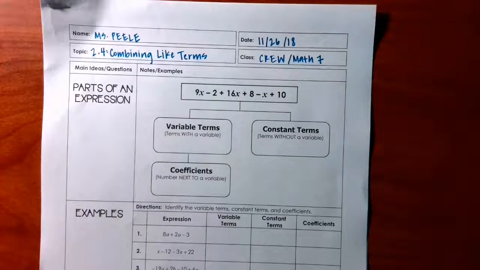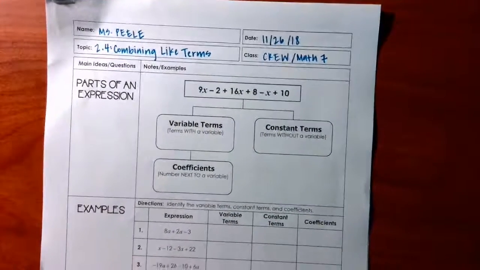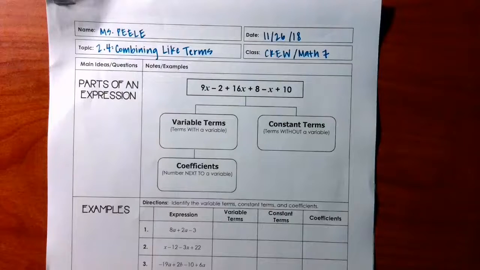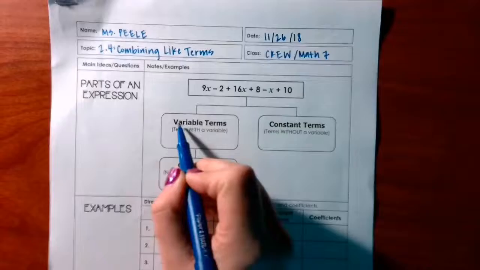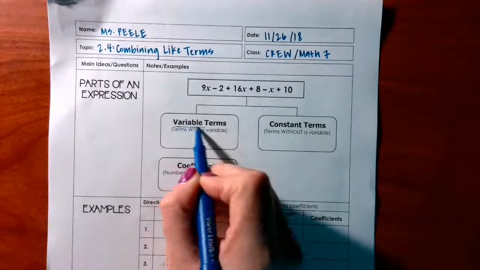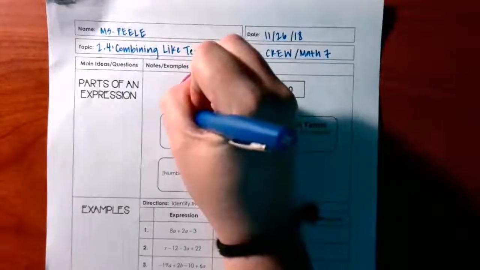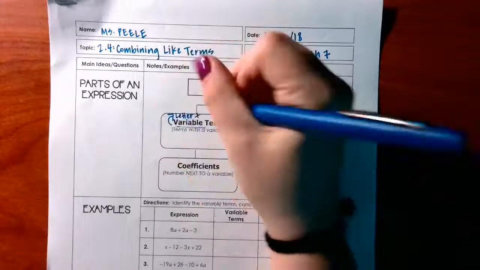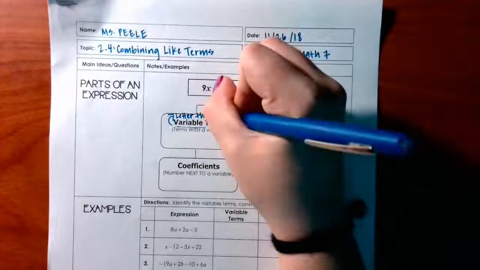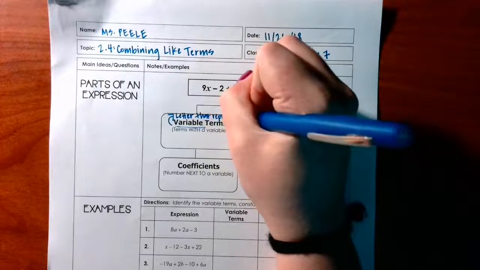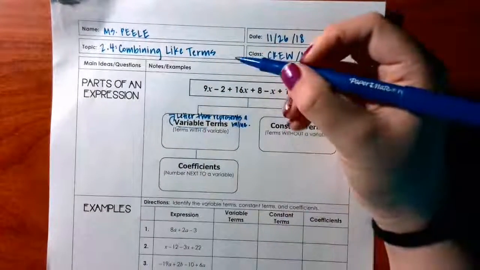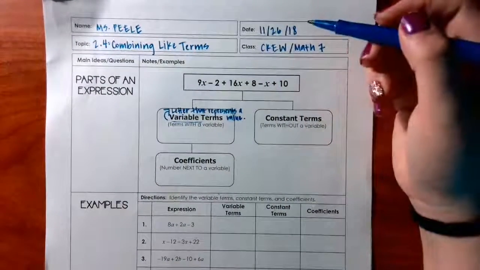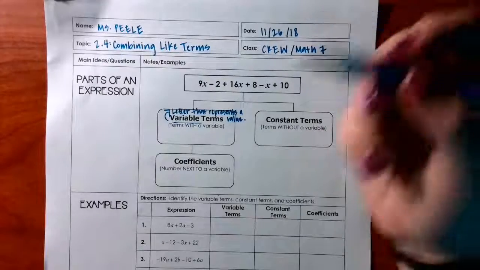So let's talk about parts of an expression. Now, most of you know what a variable is because we've talked about it when we did translating expressions. Remember, a variable is a letter that represents a number. So a variable is a letter that represents a value. Okay? So variable terms are any terms that have a variable in it.